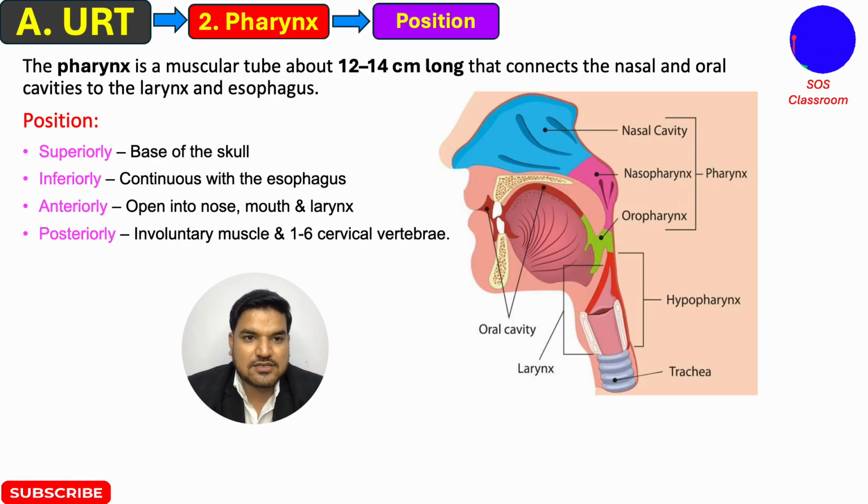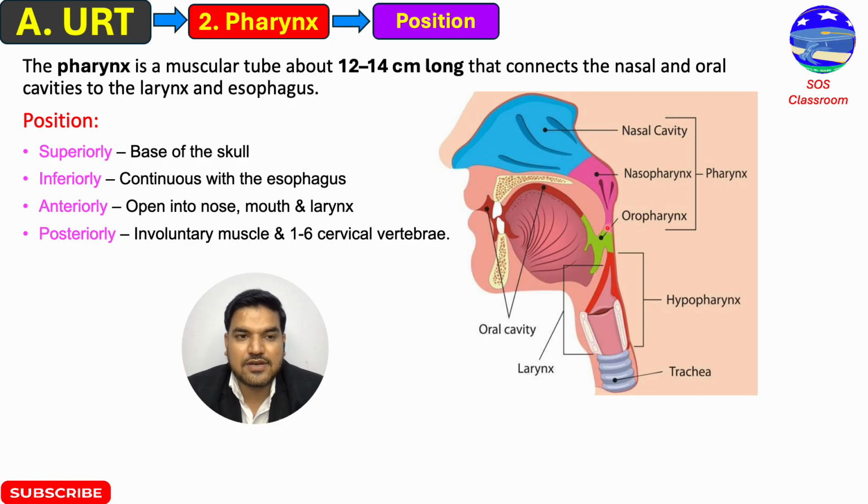So first of all, discuss the positions of the pharynx. What is the actual position of the pharynx? The length of the pharynx is 12 to 14 centimeters, connecting the nasal cavity and oral cavity to the larynx and esophagus. You can see this is the nasal cavity and this is the oral cavity, connected to the larynx and esophagus.